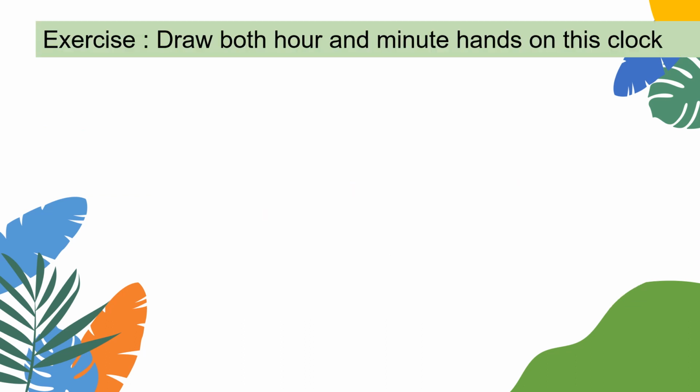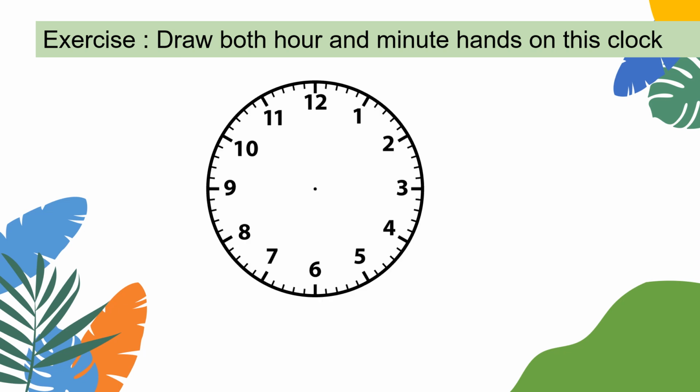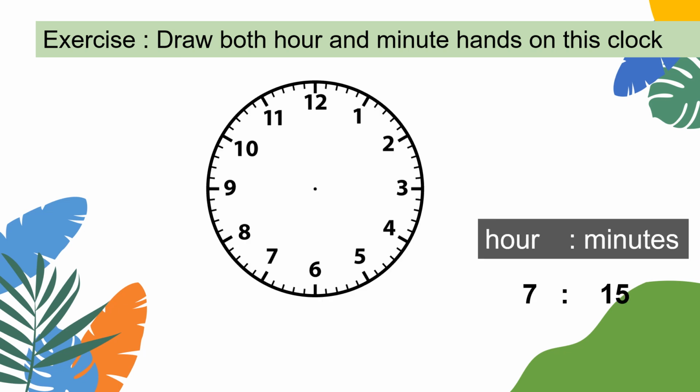Now student, let's try to draw both the hour hand and the minute hand on this clock. Let's draw 7:15. Remember student, what are you going to do first? First step, yes, you're correct. We do the minute hand first. 15 minutes. Remember to count the minutes, you do skip counting by 5. Start from 0, 5, 10, 15. So the minute hand will be pointing at 15 minutes.